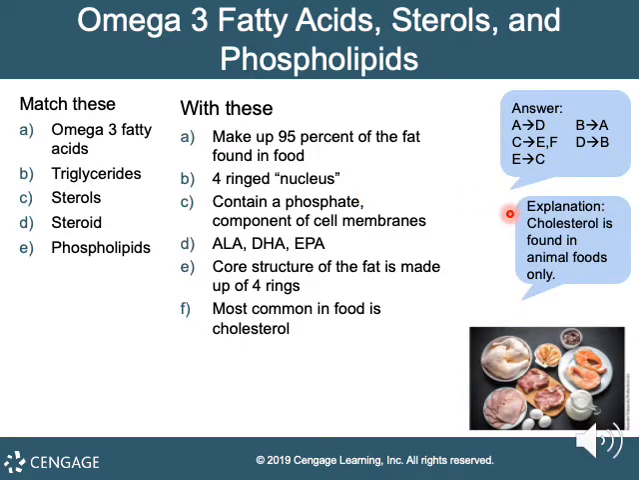And note that cholesterol is found only in animal foods. So if you ever buy a product such as, let's say, chips or peanut butter, and the label says no cholesterol, well, the food never had cholesterol in it to begin with, because cholesterol is found only in animal products.